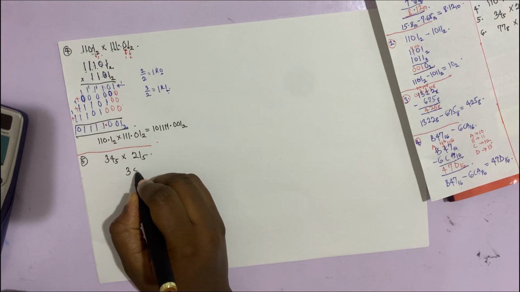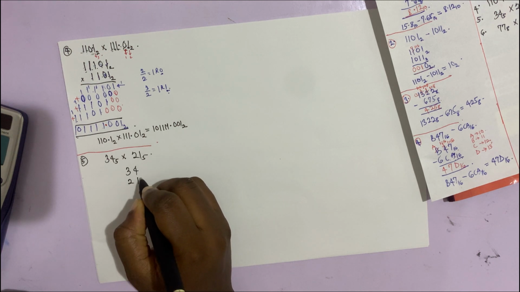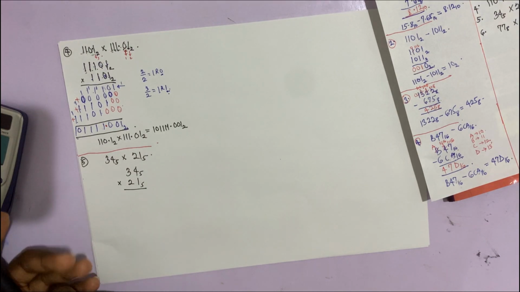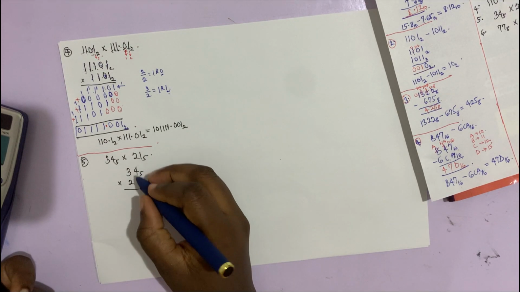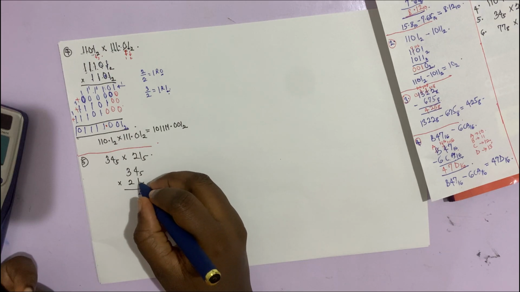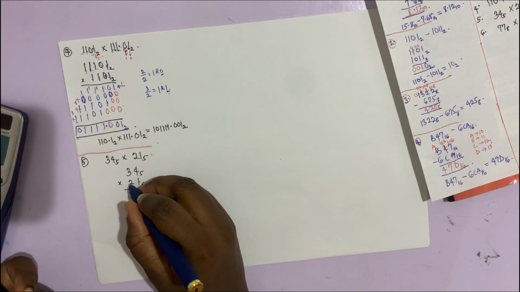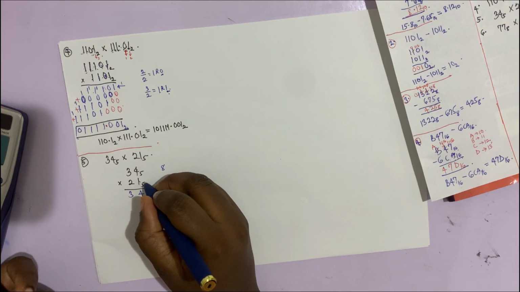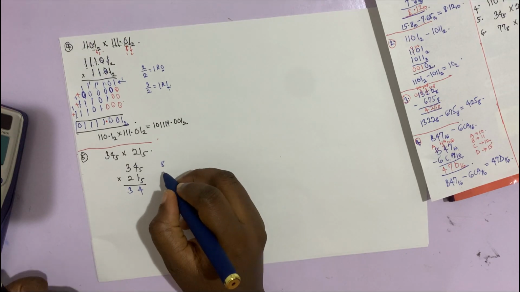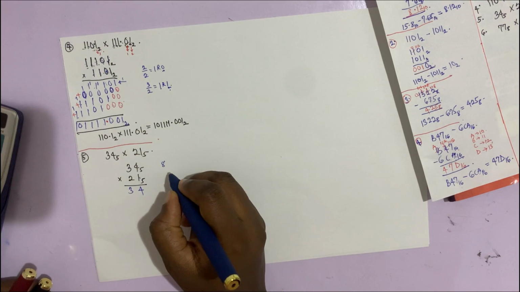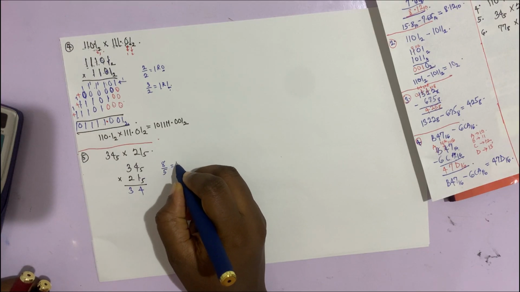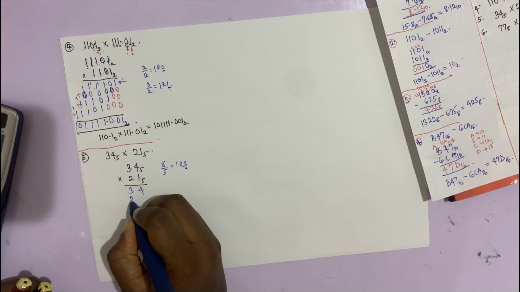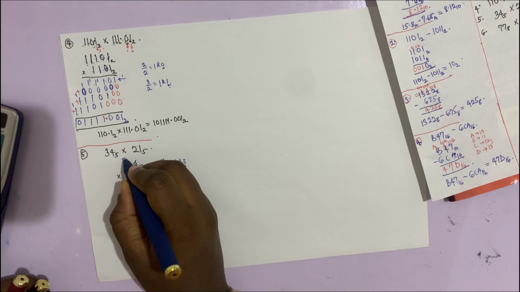So we arrange it: 34 times 21 base 5. So 1 times 4 will give us 4. 1 times 3 will give us 3. 2 times 4 will give us 8. 8 is greater than the base we are working with, which is base 5. So what do we do? We say 8 divided by 5. That will give us 1 remainder 3. So we write the remainder 3, and then carry on the 1 to the next.